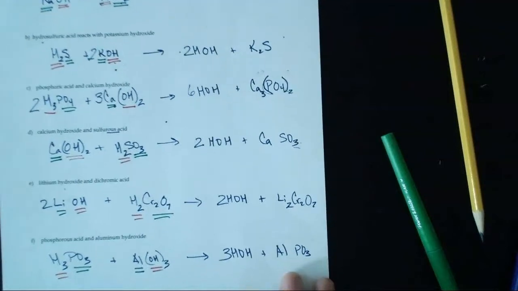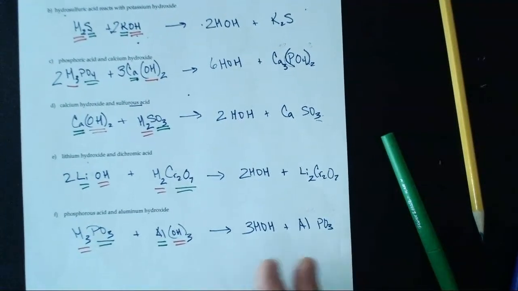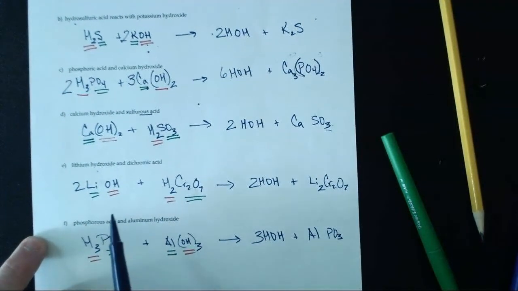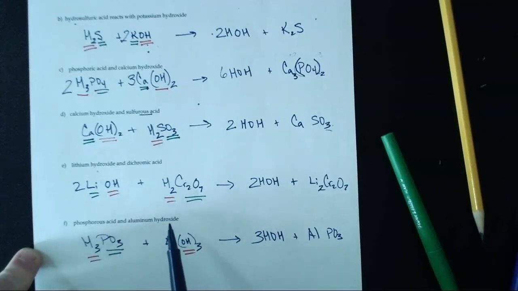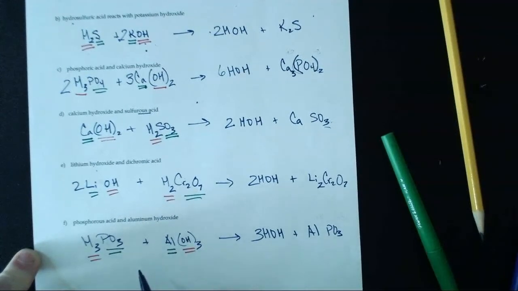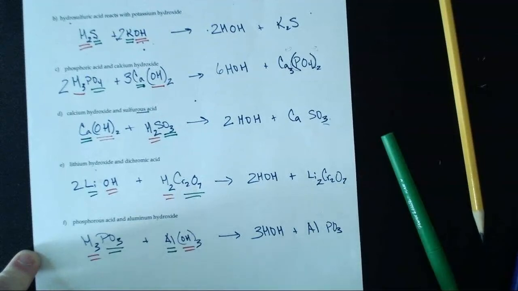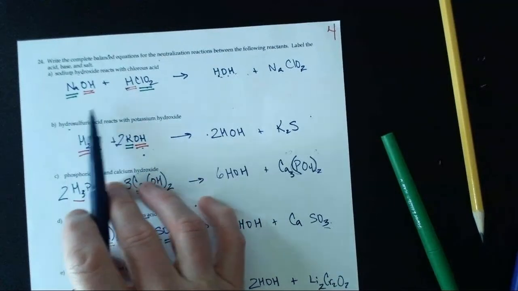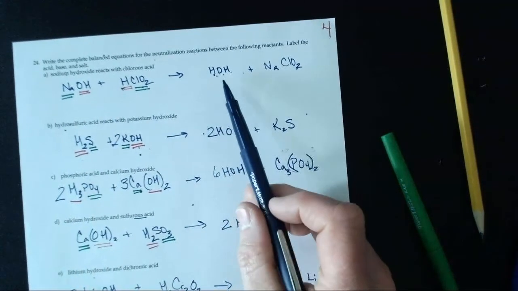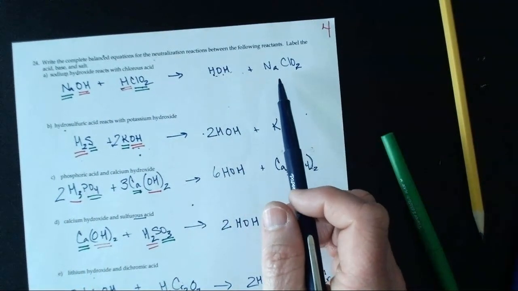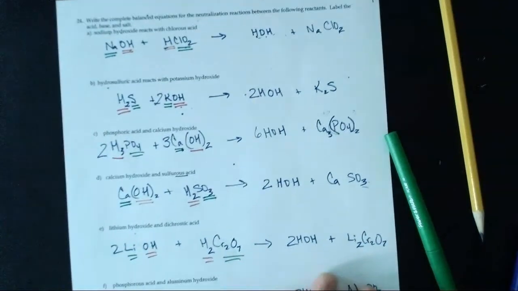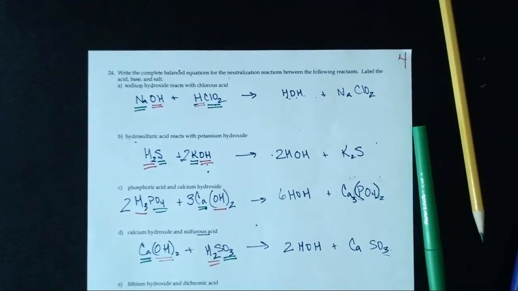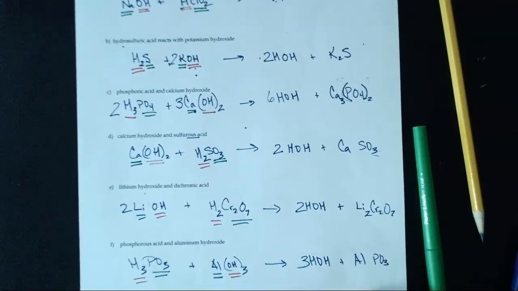And that's it. So that's writing the equations, and that was actually a nice practice in making sure that we knew names, making sure that we knew how to write formulas, and using our periodic table to make sure that we have the right oxidation numbers to write those formulas. Every acid-base reaction, every neutralization reaction is going to produce water and a salt. So there we go.